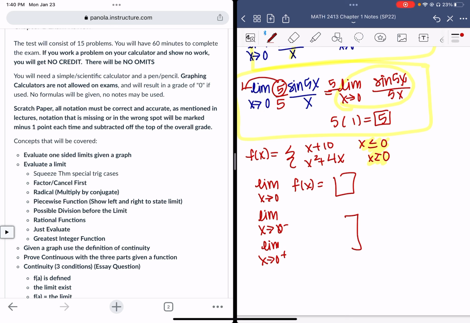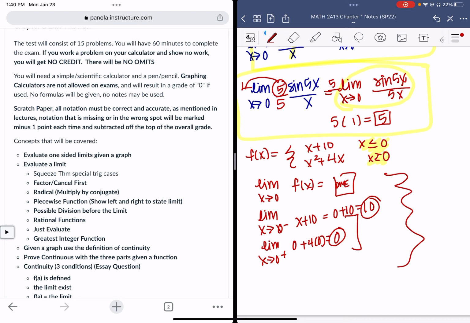So for example, on this one, as the limit as x approaches 0 from the left, that means I would be using x plus 10. So it would give me 0 plus 10, which is 10. Coming from the right, that means I would have 0 plus 4 times 0, which gives me 0. And look, these are not the same. Therefore, my limit does not exist. But this is the proof of how I got that answer.